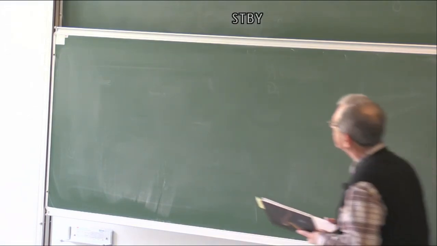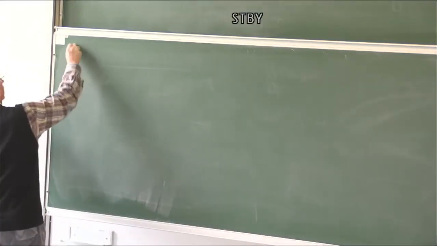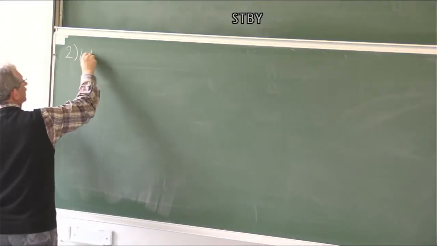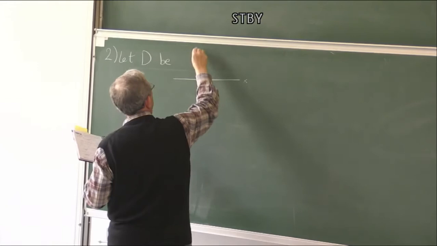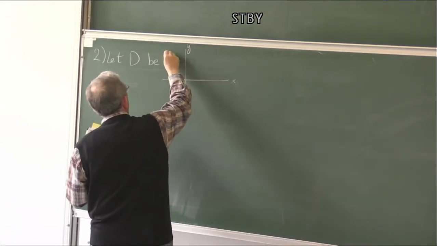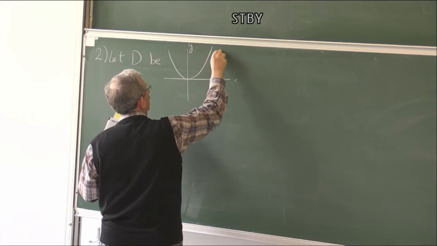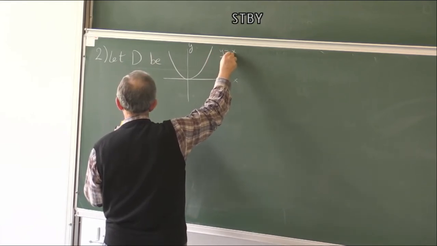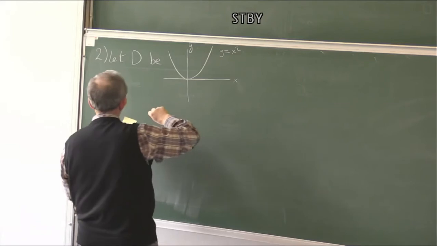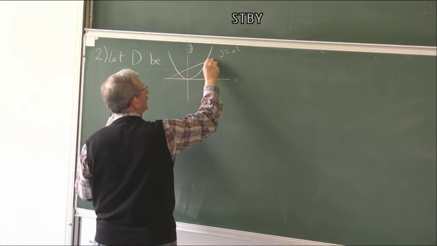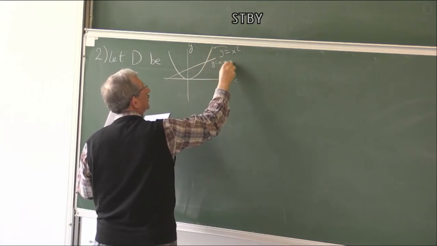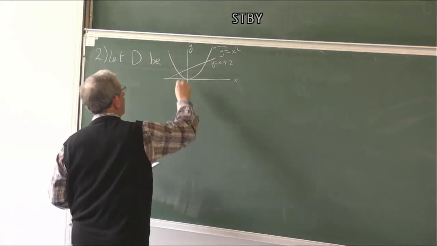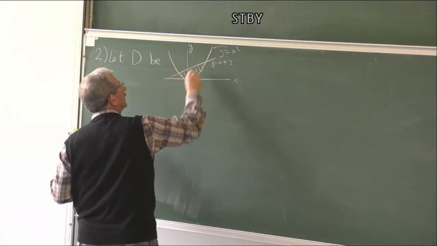Okay. Now, a second example. Let D be the following region in the plane. It's the parabola, y is x squared, right? And the line y is x plus 2. And this is the region in question.